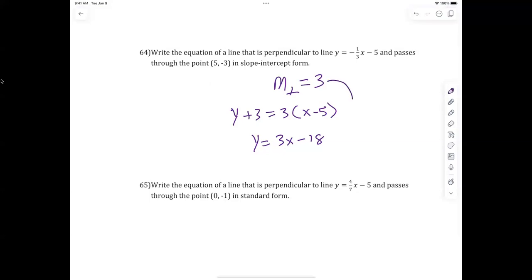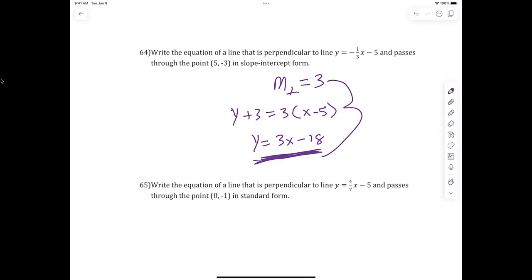Man, if you can do that next year, your teacher will think you are like a genius, because most kids cannot do that. All right, it's embarrassing. All right, y equals 3x minus 18. Easy, correct? Yes, ma'am, go.